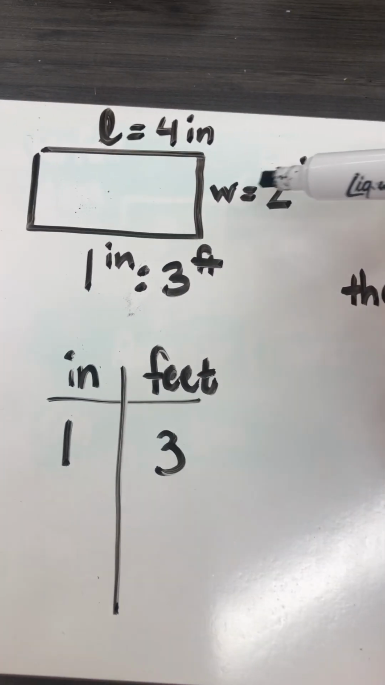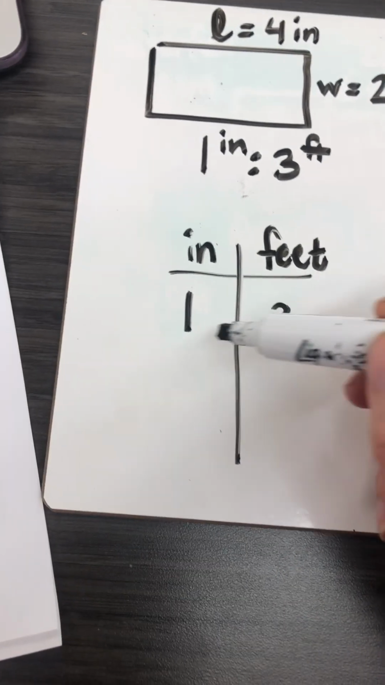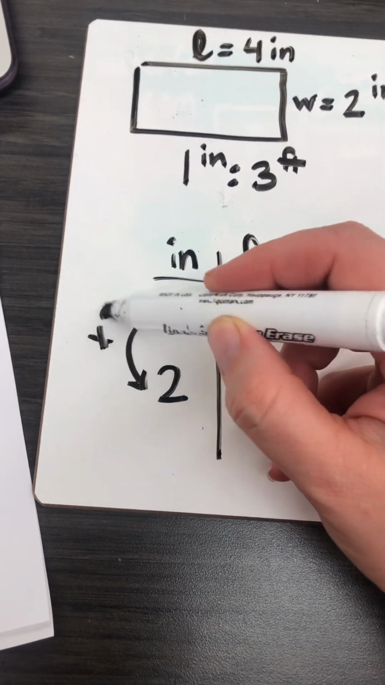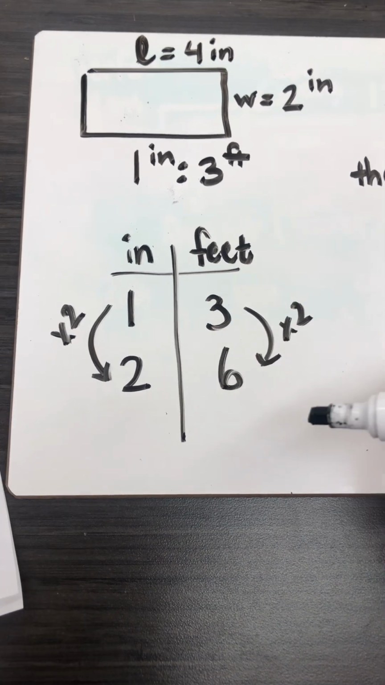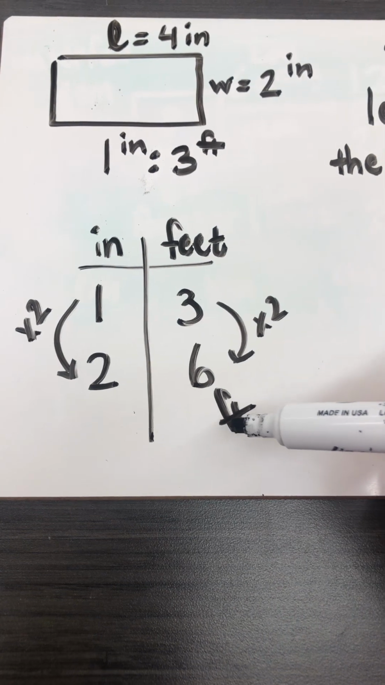But when I go to the drawing, the width is 2 inches. So I'm going to put that right under 1 inch. And I know 1 times 2 gives me 2, so I'm going to go ahead and do 3 times 2, and that gives me 6. So the width of the actual trampoline is 6 feet.